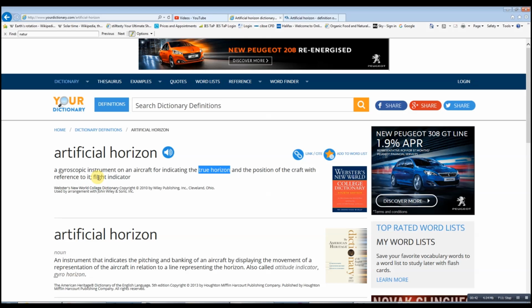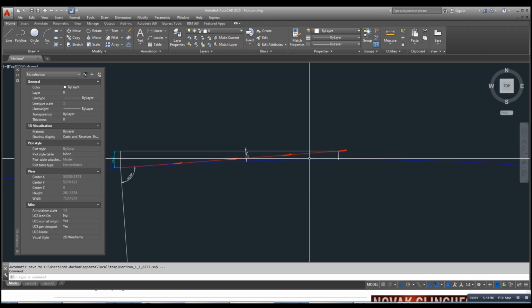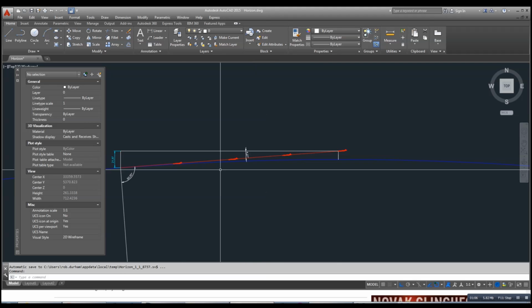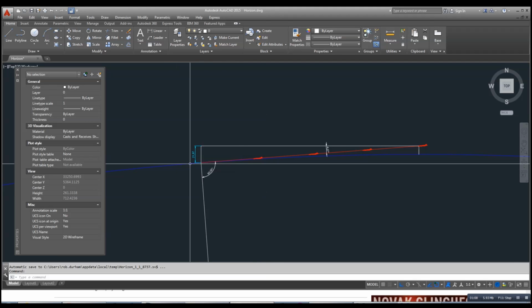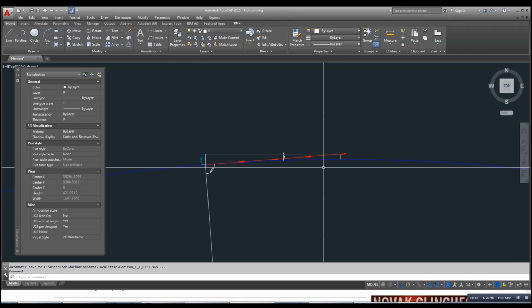If I go back to my textbook that I read from earlier, it says, because the horizon bar is connected to the gyro, it remains parallel to the natural horizon. So they're pretty unanimous on it. There's no mixing of words at all. They're saying that the artificial horizon aligns with the true horizon or the natural horizon, which is here. That's what they're saying.